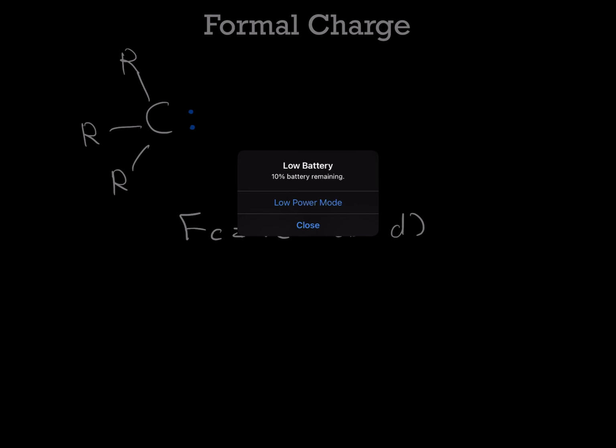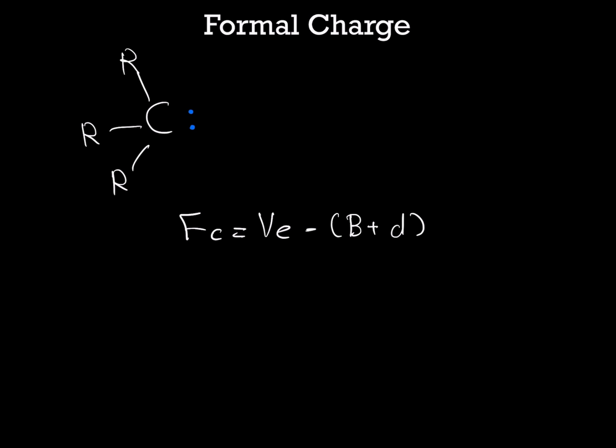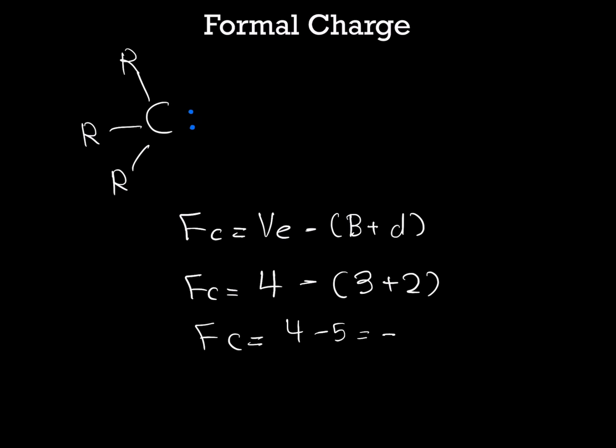If you look at carbon on the periodic table, it is part of group 4A. So it's going to have 4 valence electrons in its neutral state. In this structure, it has 3 bonds, and it has 2 dots. So 3 plus 2 is 5, and so the formal charge of this carbon is going to be -1. So you can put a negative around the carbon. It's going to be a carbanion.